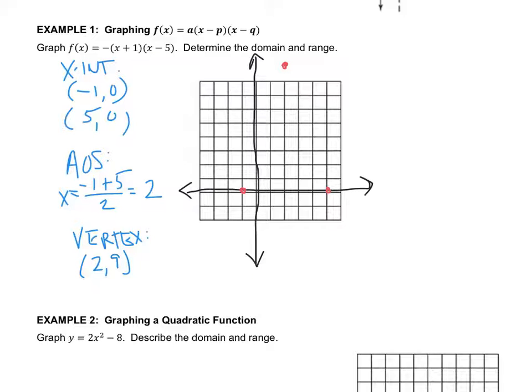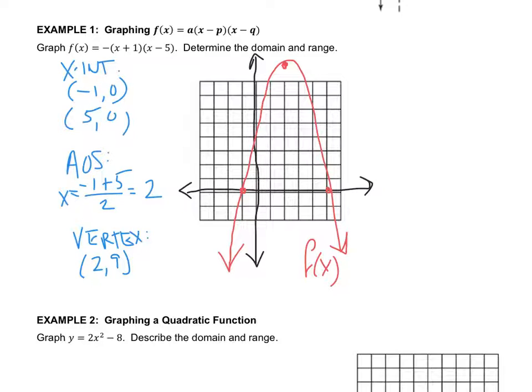Now we don't have our 4th and 5th points. I think at this point we've hopefully been graphing enough that we have an idea of what is happening. So we'll take this. Remember, we want to kind of round that top piece as best we can, and we're going to draw this down. We want to label our graph f of x. So there is the graph of the negative x plus 1 times x minus 5.